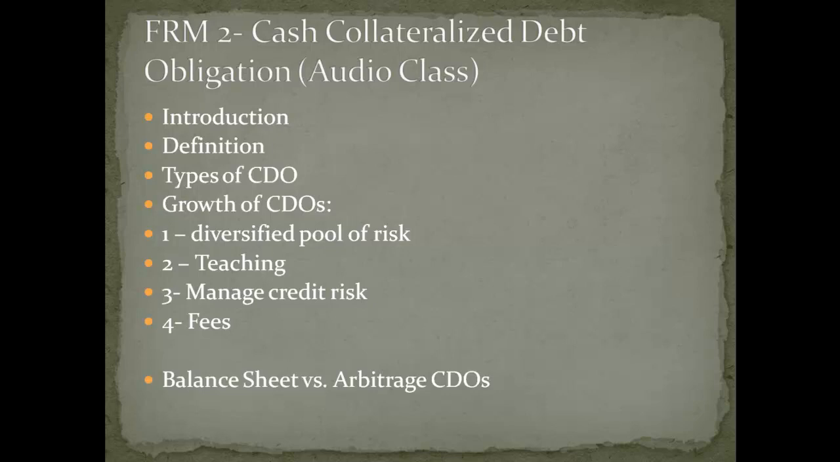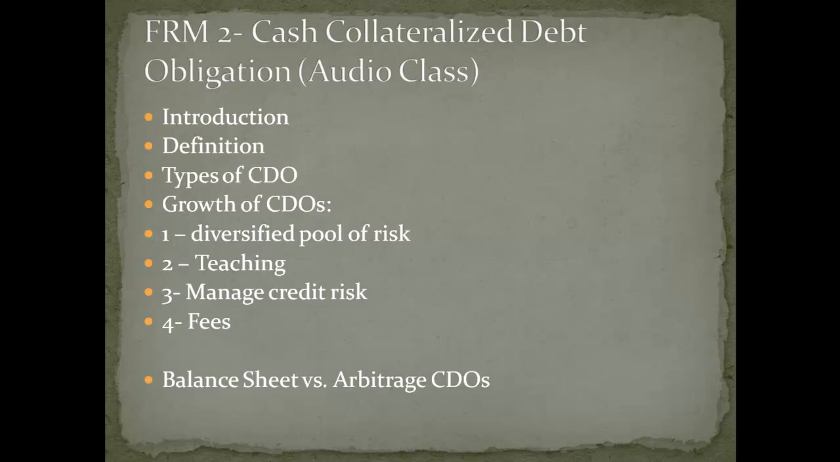Specifically, arbitrage CDOs are financially engineered products designed to profit on the spread between assets in the pool and promised payments to the security holders. The clear difference in motivation between balance sheet CDO and arbitrage CDO leads to important distinctions in the management and structure of the asset pool.